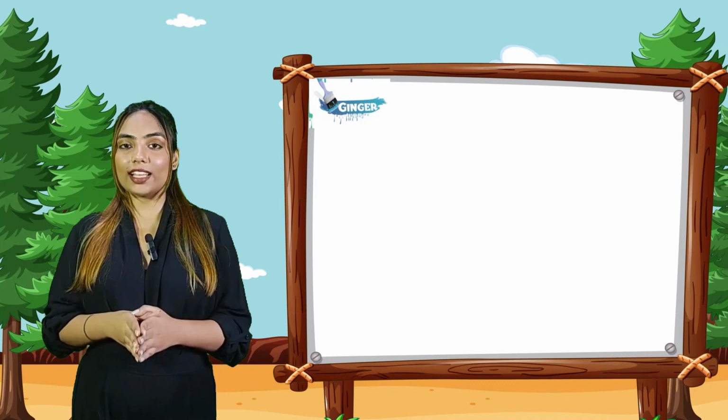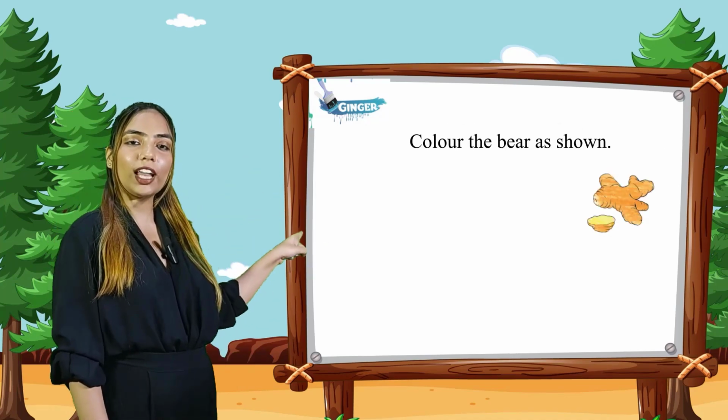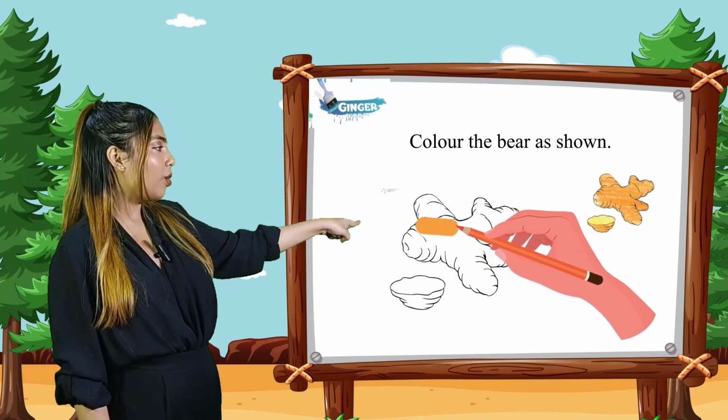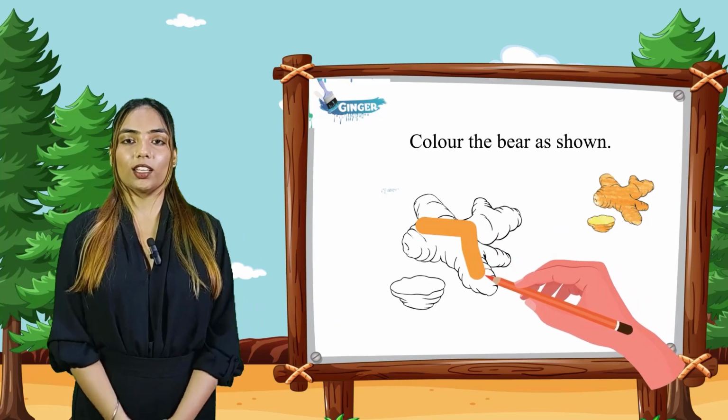Moving on to the next image over here is outline of a ginger. You have to color this outline as shown in the figure over here. And remember, don't go outside the lines.